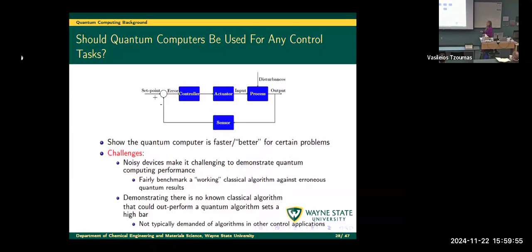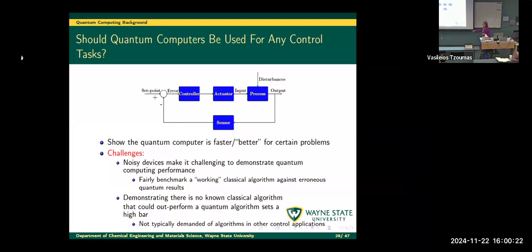So since we said the quantum computer isn't just better all the time, is it better at least for certain problems? Well, it can be a little bit challenging to try to figure this out. So what are some of the reasons? One, today's hardware is actually not fault tolerant. So there are quantum computers today, but they are not fault tolerant yet. So they're what's called noisy devices. And this can make it more challenging to actually demonstrate the quantum computer being better at certain problems.